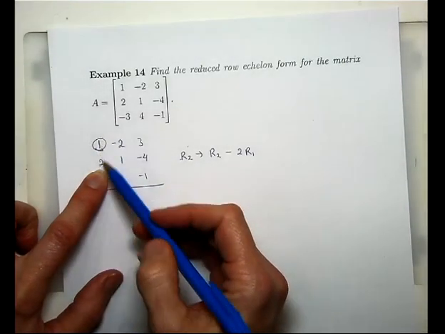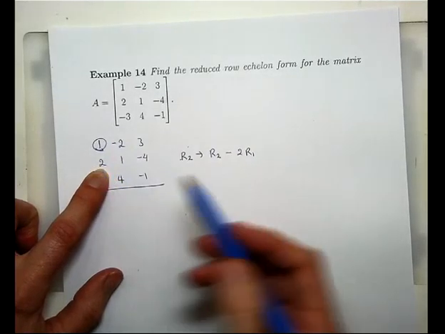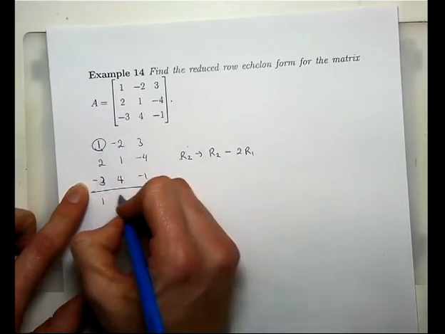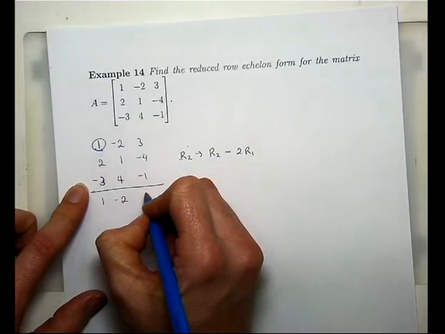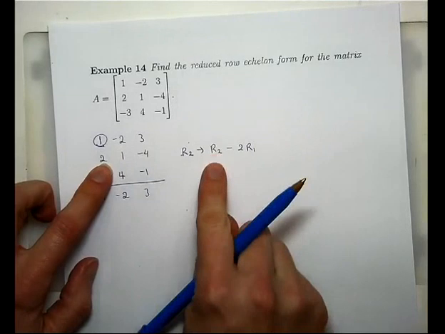And I want zeros below and above. There's no above. I want zeros below here. Okay, so that's going to give me a 0. I'm not going to change the row that I'm pivoting with. This is the one I'm pivoting with, so I'm going to write that down. No changes happen there. All right.